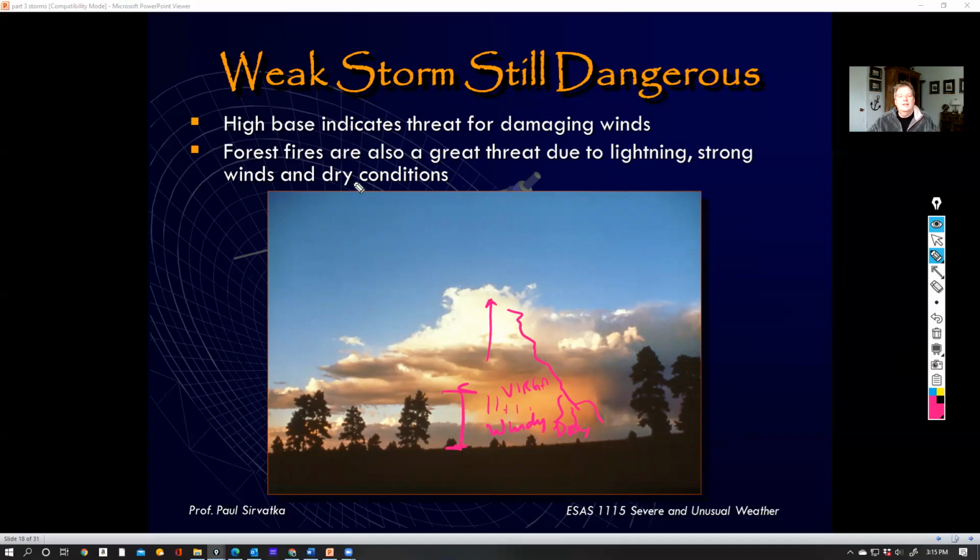That creates fire. Okay? So even though we've got these summertime thunderstorms, they don't look very significant. If they're producing lightning and they don't produce a lot of rain, that's when the mountains out west often get forest fire starts.